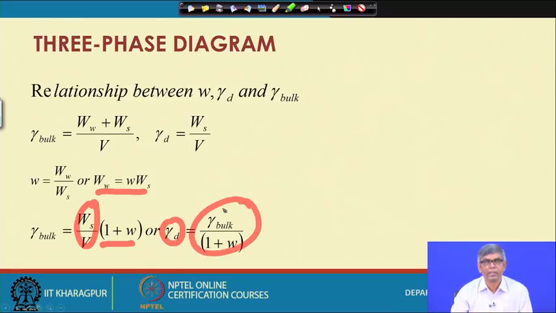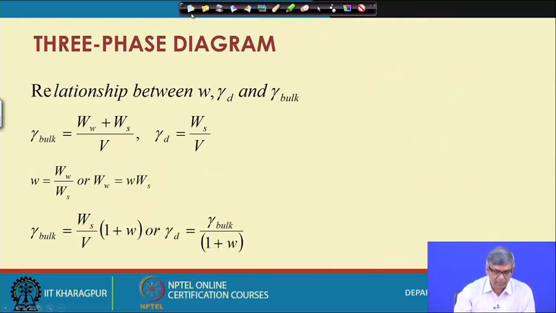That means if I know the bulk unit weight of the soil and the water content, and I want the dry unit weight, I simply divide the bulk unit weight by 1 plus water content. Or the other way, if I know the dry unit weight and water content and want the bulk unit weight, then gamma D multiplied by 1 plus water content is the bulk unit weight.